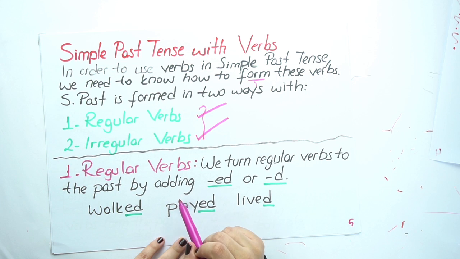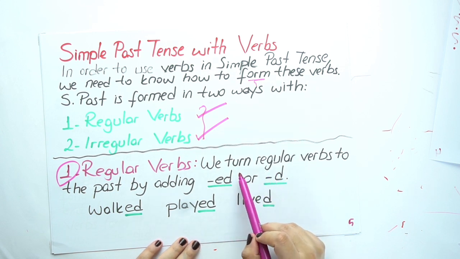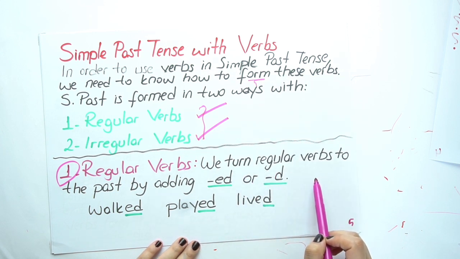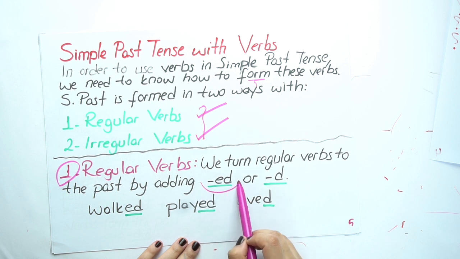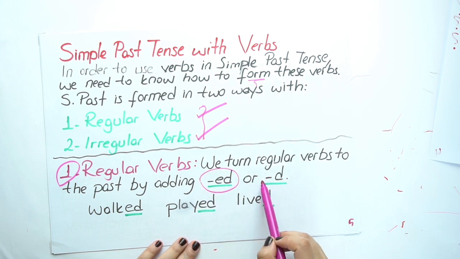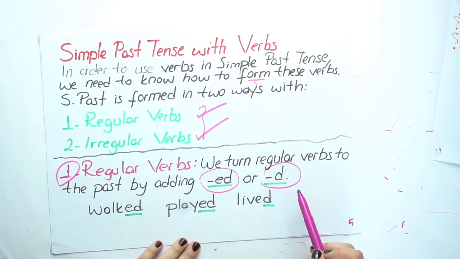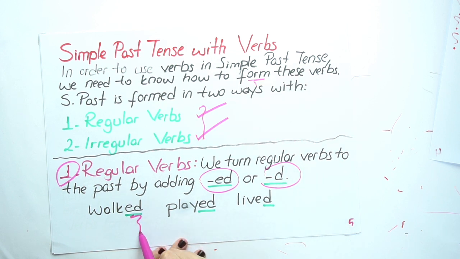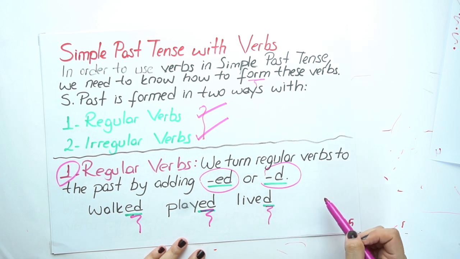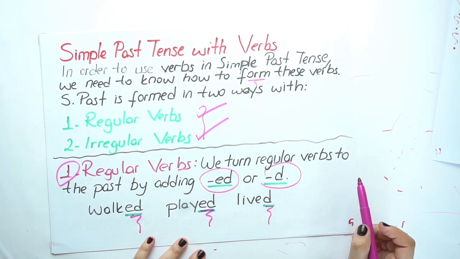If they are regular verbs, as you see in the first definition, we turn regular verbs to the past by adding ed or only d. Walked, played, and lived. This is the simplest way.